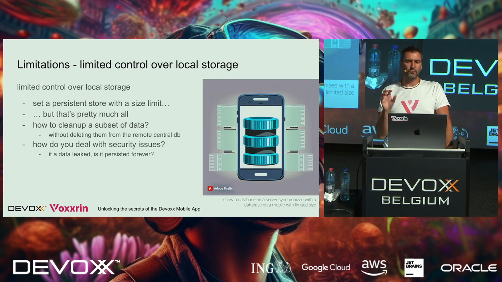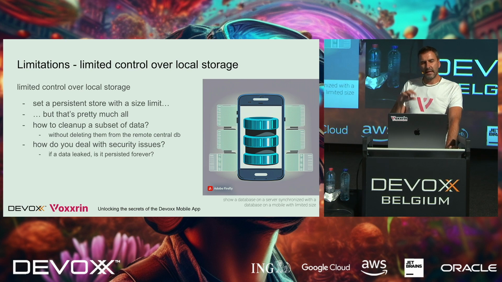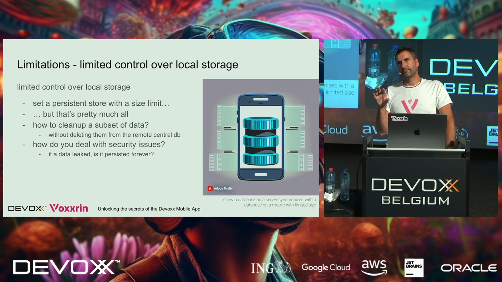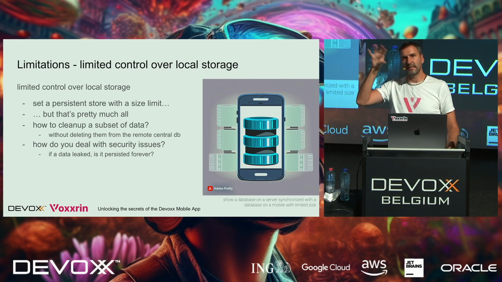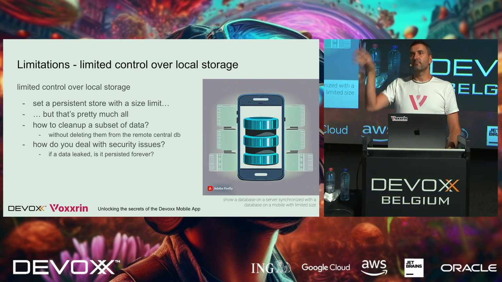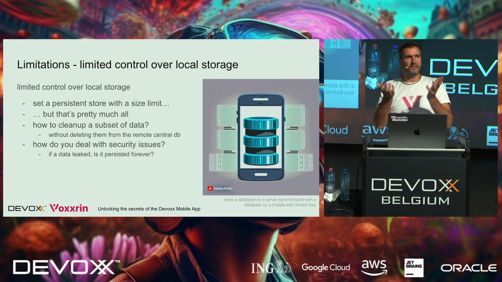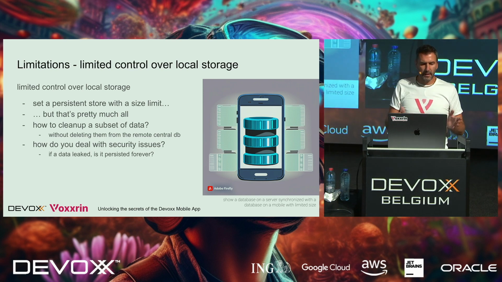There is also limited control over local storage. All we can do is set the size limit of the persistent store, and that's pretty much all. That can be an issue because we cannot clean up a subset of that data. If you browse the Devoxx Belgium 2023 event, you will get all the data on your local storage. Then when you go on another event, when the event is finished, we could say we can free some space, but we cannot decide that. Firestore is deciding for you.